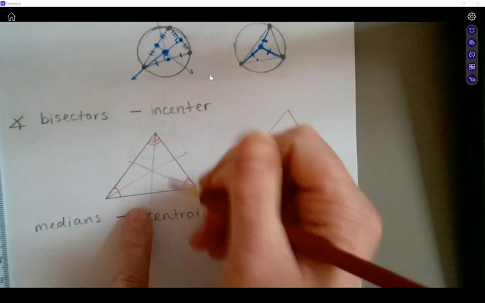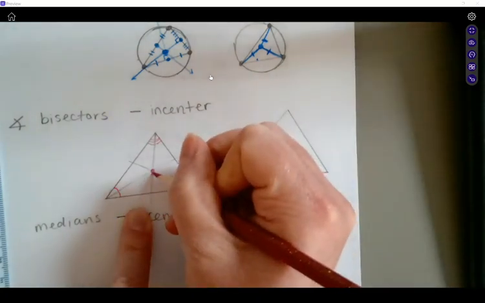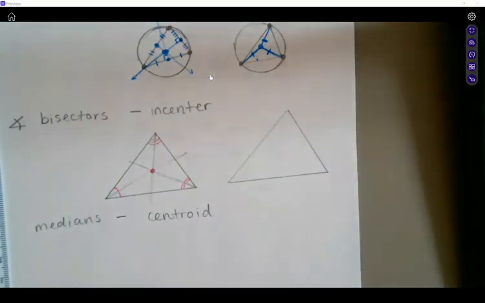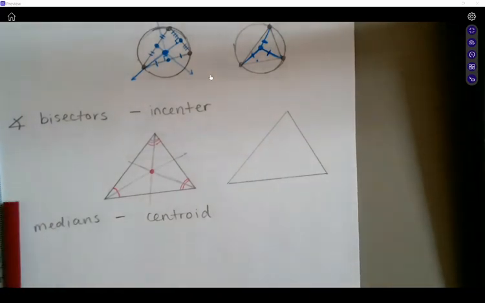Okay, and this point here is called the incenter. Now, guys, the incenter is the center of a circle that is inscribed inside of our triangle. Okay. I'm going to try my best over here.